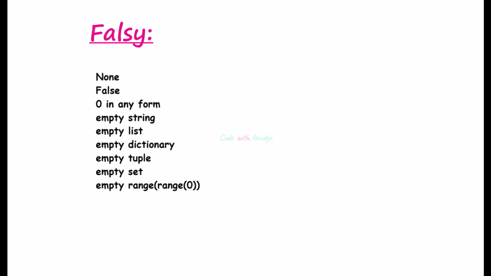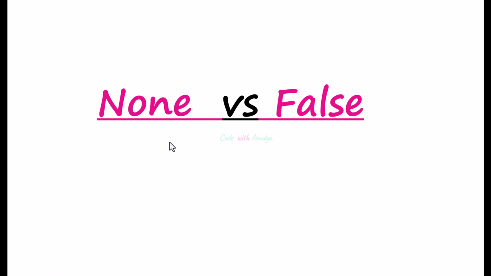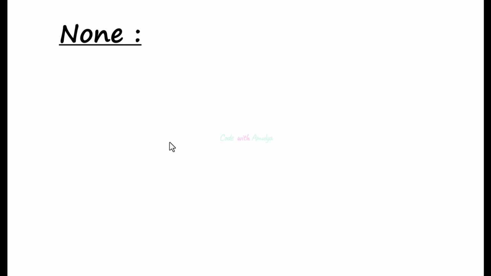In Python programming language, None and False may seem similar because both are considered falsy, but they have different meanings and behaviors. Today in this tutorial, we'll talk about the difference between None and False. First, let's talk about None.